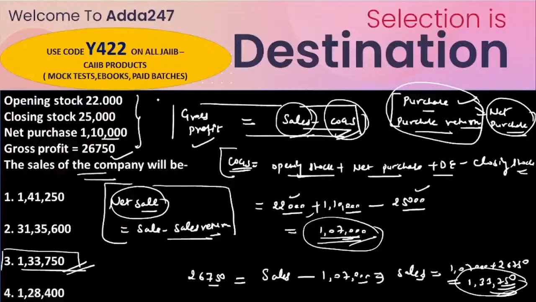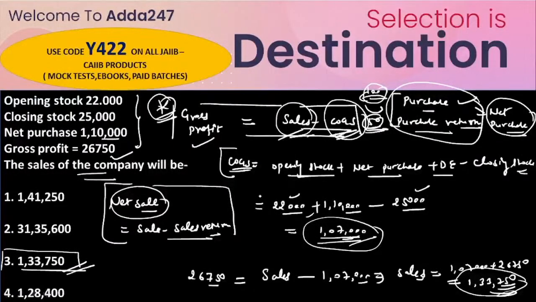First concept is the formula of the gross profit, how you can calculate: sales minus cost of goods sold. Second thing you understand here is what we understand by the net purchase, net sale. Suppose that you purchase 100 quantity, and from that 100 quantity you return 50 quantity. So the net purchase denotes the 50 quantity, that is 100 minus 50. Okay, so that is known as a net purchase.